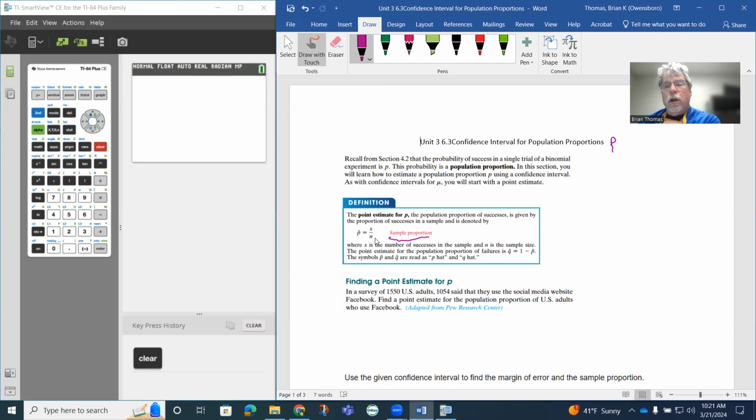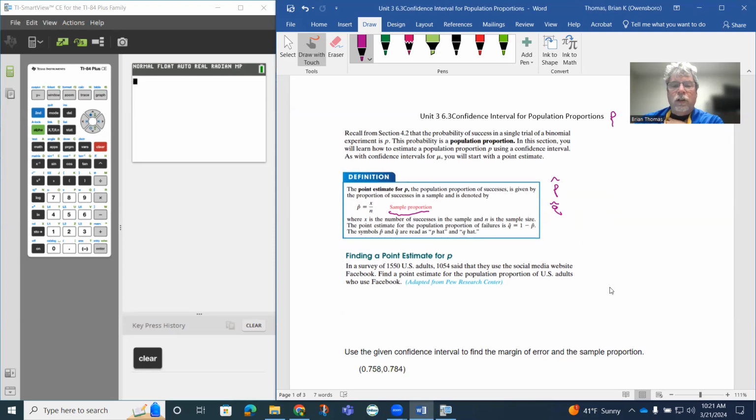Now remember, along with successes we have failures. So this p hat is going to be our successes, and this q hat is going to be our failures. And remember, successes does not necessarily mean successes. It's just whatever they're considering, what they're looking for in the documentation. So let's look at an example here.